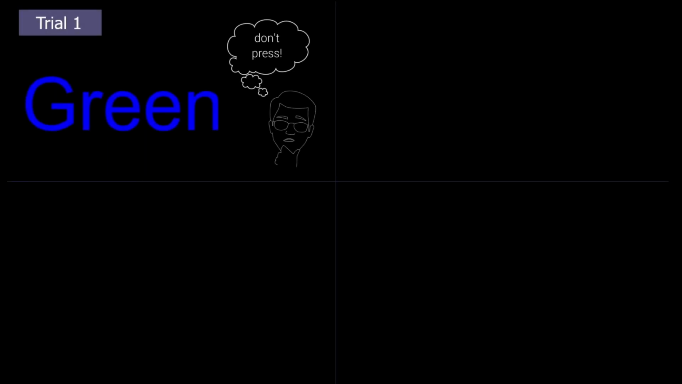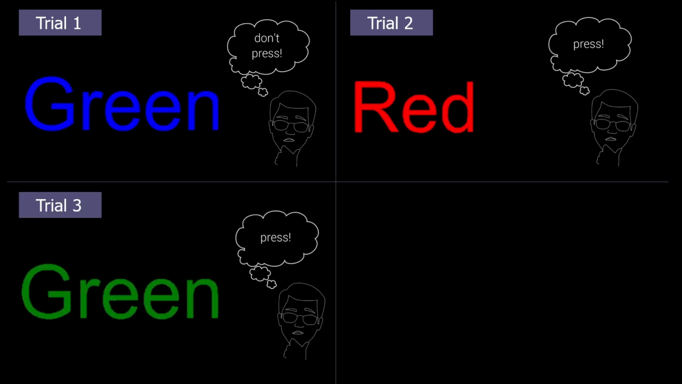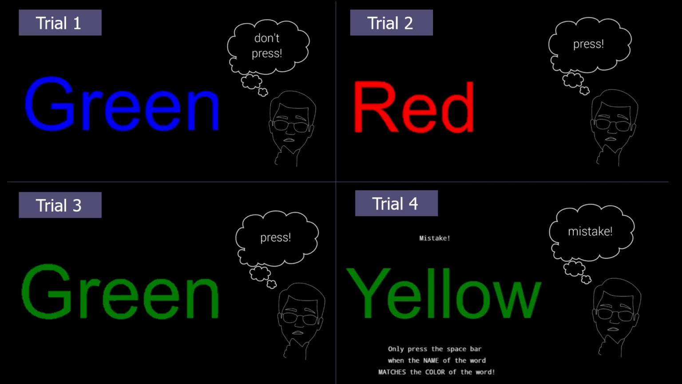Let's recap. The example starts with an incongruent trial. The subject correctly refrains from pressing a button on this trial. The second trial is a congruent trial, and the subject correctly presses a button. The third trial is again a congruent trial, and the subject responds accordingly. However, on the fourth trial, the subject makes a mistake. A button is pressed even though the word, yellow, does not match the ink color, green.